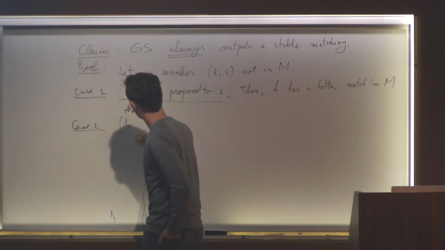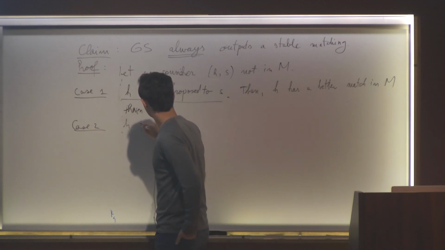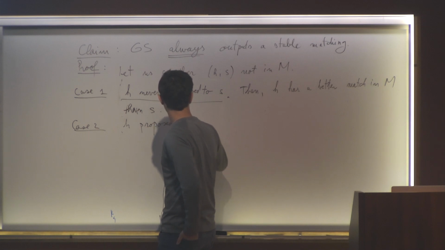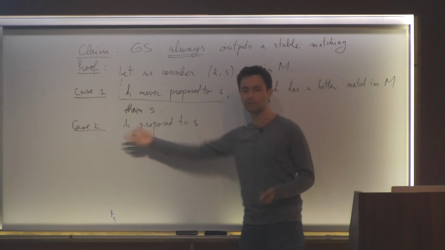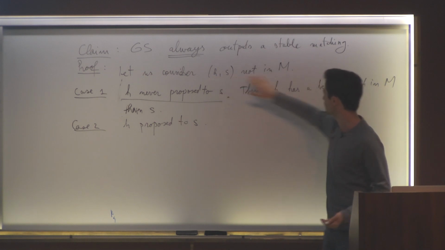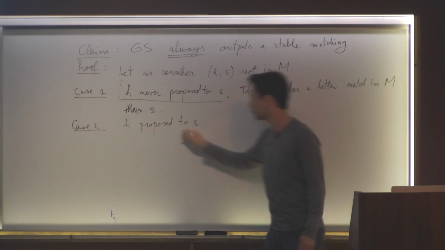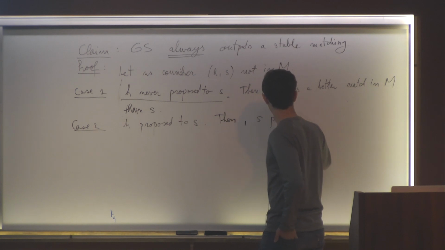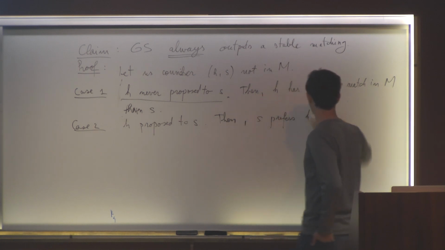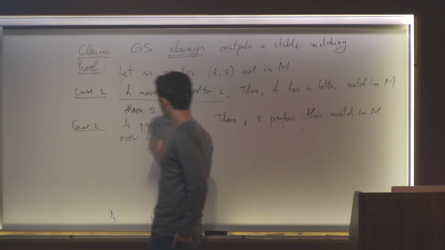Well, okay. It's simply H proposed to S, but for some reason, at the end of the algorithm, H is not matched with S anymore. So again, because HS is not in M, we know that at the end of the algorithm, H is not matched with S anymore. But there was a time when H proposed to S. Then S prefers their match in M over H. Why is that?